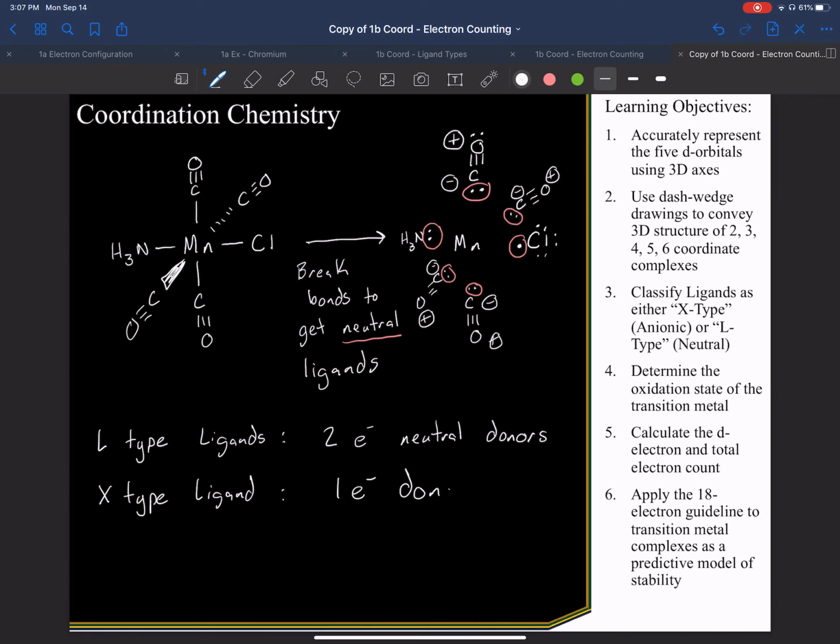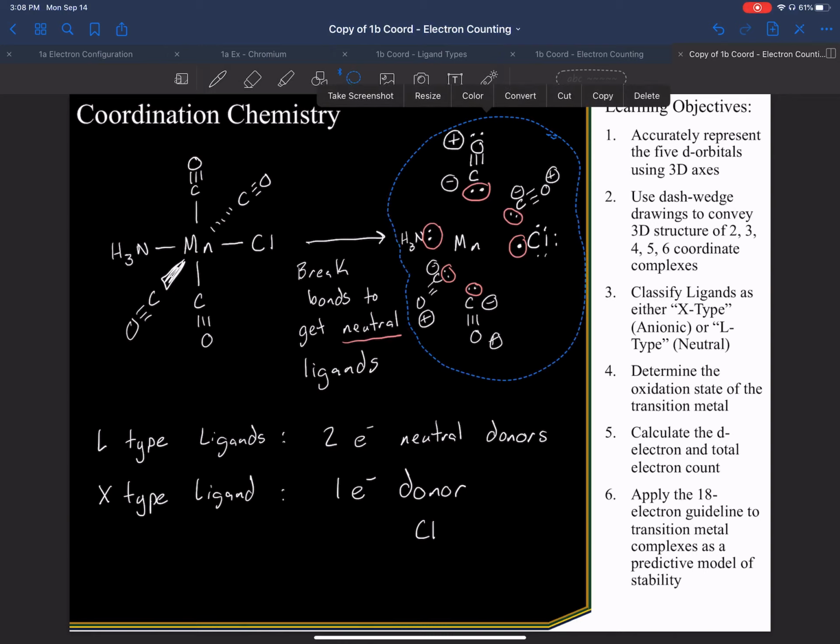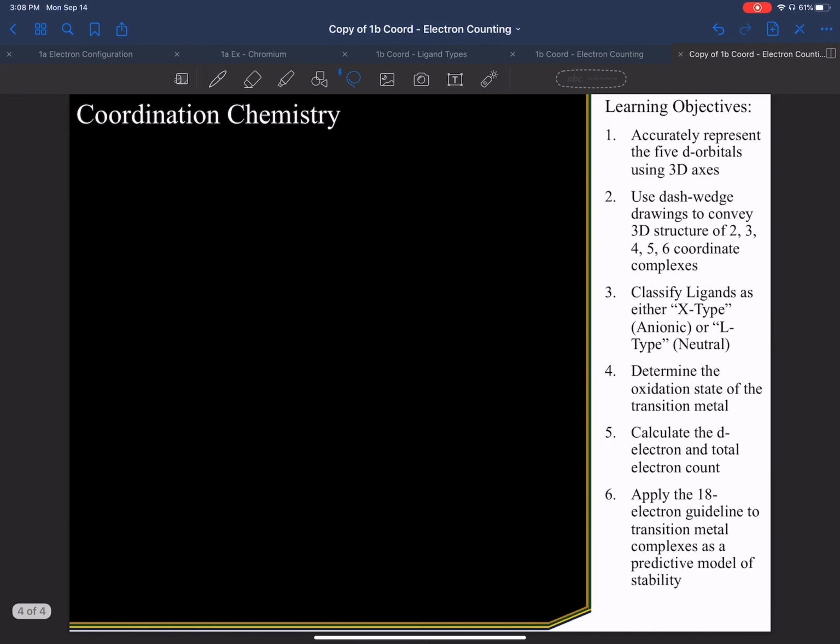We're going to call something an X-type ligand if it's a 1 electron donor. So in this case, chlorine is an X-type ligand. It is a 1 electron donor. And so what do we do with all this? We're going to take this structure and reevaluate it, and do some counting up of our electrons, very much like we did with methane.